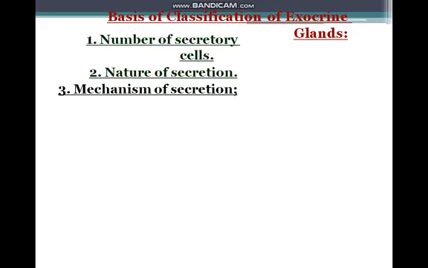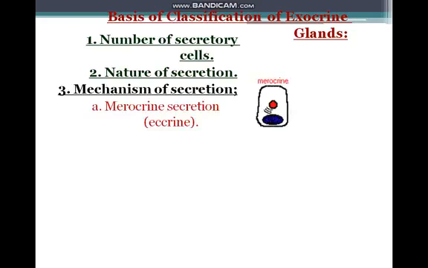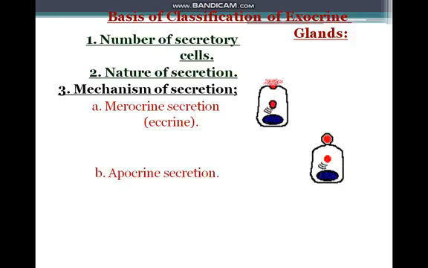According to the mechanism of secretion, there are different mechanisms. In the merocrine secretion, also called eccrine secretion, the secretory unit is pinched off from the apical part of the cells without losing any content of the cytoplasm or cell membrane. While in the apocrine secretion, the secretory product takes a part of the apical cell membrane with it when it is released into the duct system.